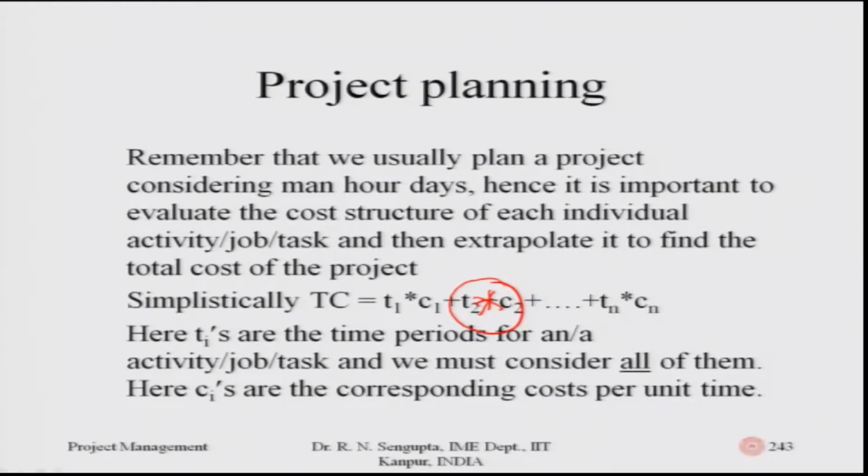Here the Ti are the time periods for an activity, job or task, and you must consider all of them, which is the conglomeration of activity 1, 2, 3, whatever it is. Here the Ci are the corresponding cost per unit time. So, as I mentioned, the costs are linear in nature.